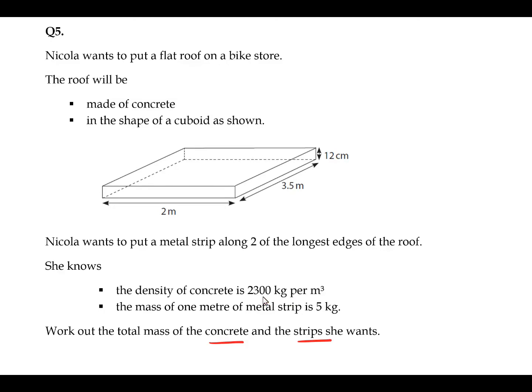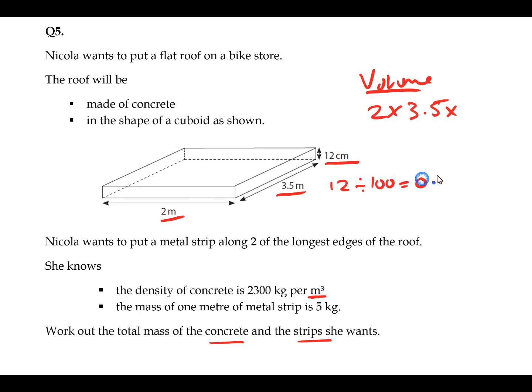So the density of the concrete is in kilograms per meter cubed. So we need to work out the volume of the concrete in meters. So we've got 2 meters. So the volume of the concrete is 2 meters times 3.5 meters times, now this needs to be converted into meters. So 12 centimeters divided by 100 is 0.12, and that's now in meters. So 0.12. Put this in your calculator to calculate the volume of our concrete. 0.84, and that's in meters cubed.